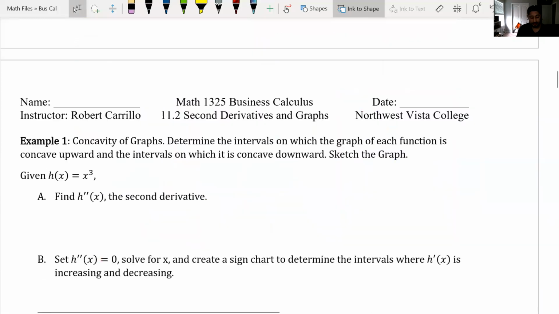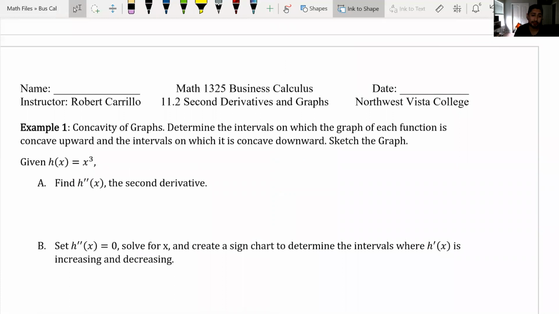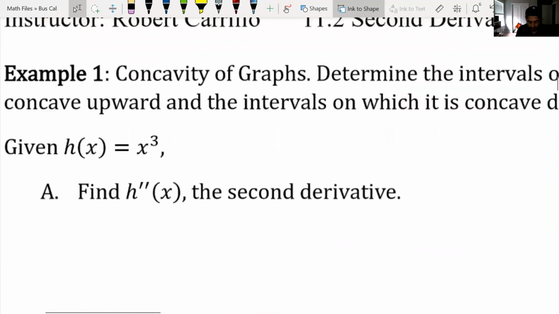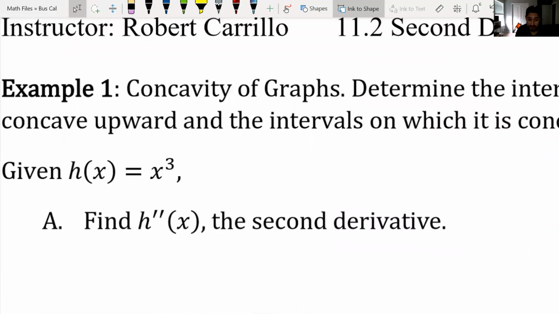Okay, let's get to it. Example 1. Determine the intervals on which the graph of each function is concave upward and the intervals on which it is concave downward. Sketch the graph. So we are given h of x equals x cubed. Find the second derivative. So find h double prime of x. To get there, you know we first have to find the first derivative to get to the second derivative.